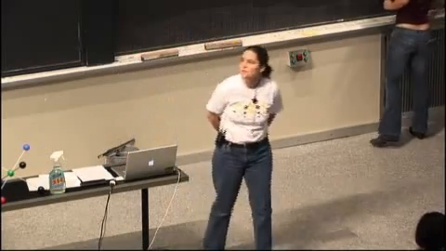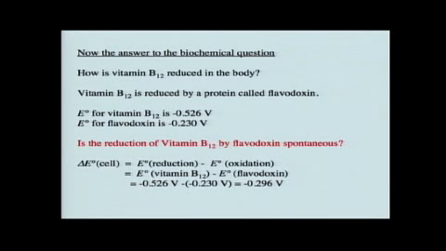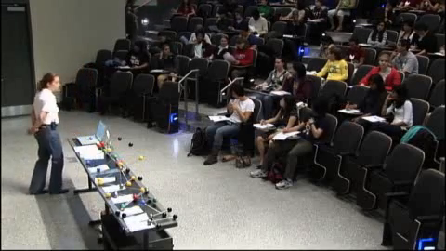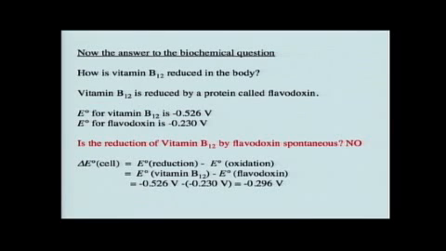So we have minus 0.526 volts minus a negative 0.23 volts. If you put those together, you get minus 0.296 volts. So is that going to be a spontaneous reaction? No, it's not. Your value for E is negative, which means what is true about delta G? Positive, so it won't be spontaneous.